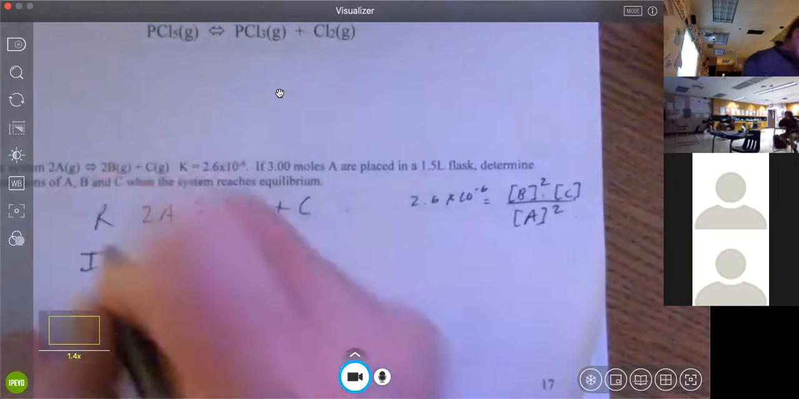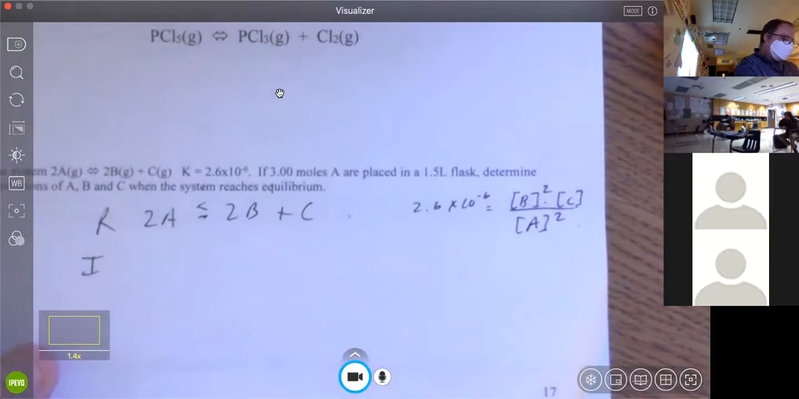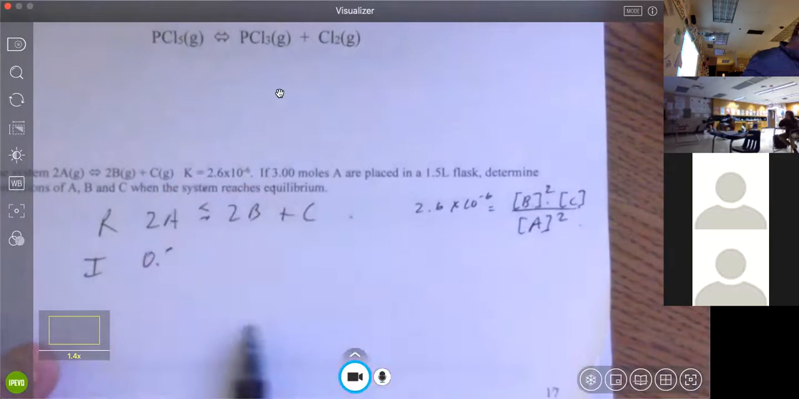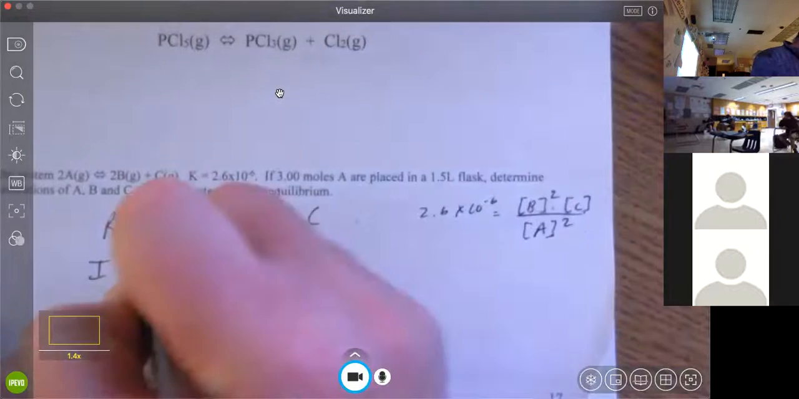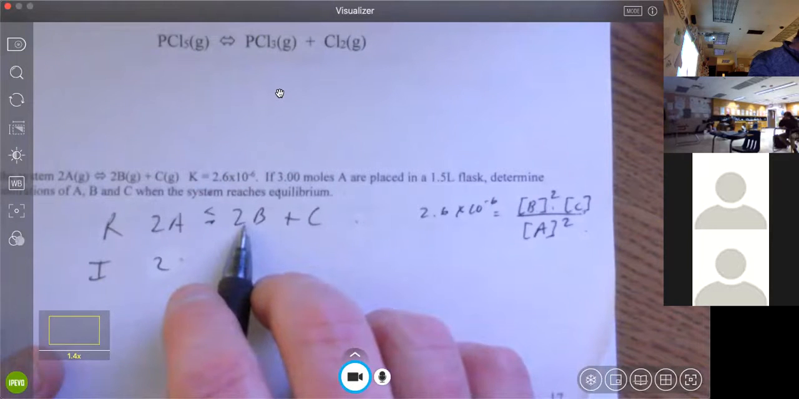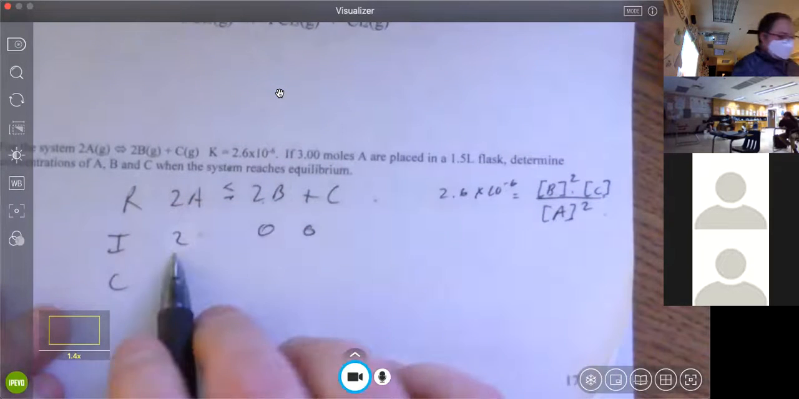So our initial concentration, 3 moles of A put into a 1.5 liter flask. 3 divided by 1.5. And if we take a look here, we don't have any B and we don't have any C. So those are both 0. What's our change going to be for this one?